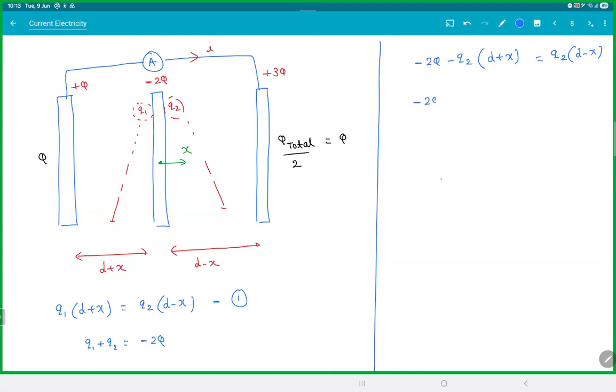So bring all this to one side. This would be q2 into 2d equals 2q into d plus x. So we get q2 is equal to, 2 will cancel, q by d into d plus x. It's not really that bad. That's your q2. So you will induce here minus q2, and here you'll induce minus q1. Any doubts on the charge distribution?